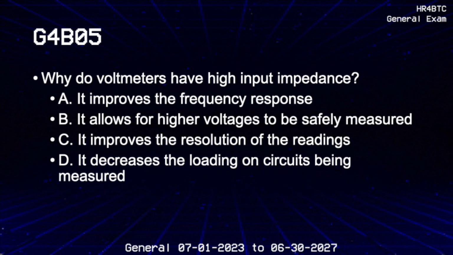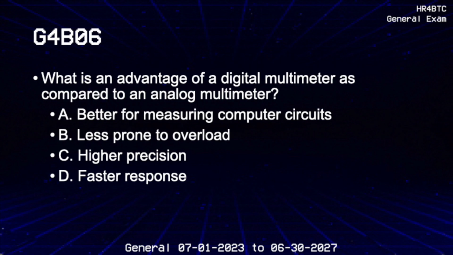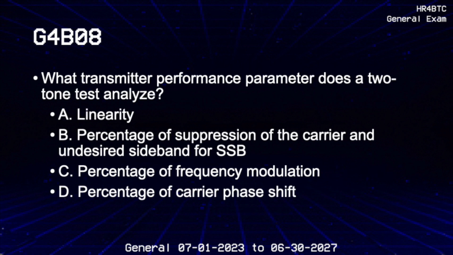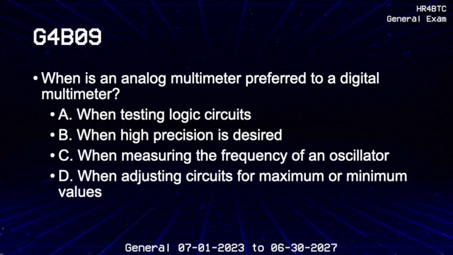Why do voltmeters have high input impedance? It decreases the loading on circuits being measured. What is an advantage of a digital multimeter as compared to an analog multimeter? Higher precision. What signals are used to conduct a two-tone test? Two non-harmonically related audio signals. What transmitter performance parameter does a two-tone test analyze? Linearity. When is an analog multimeter preferred to a digital multimeter? When adjusting circuits for maximum or minimum values.